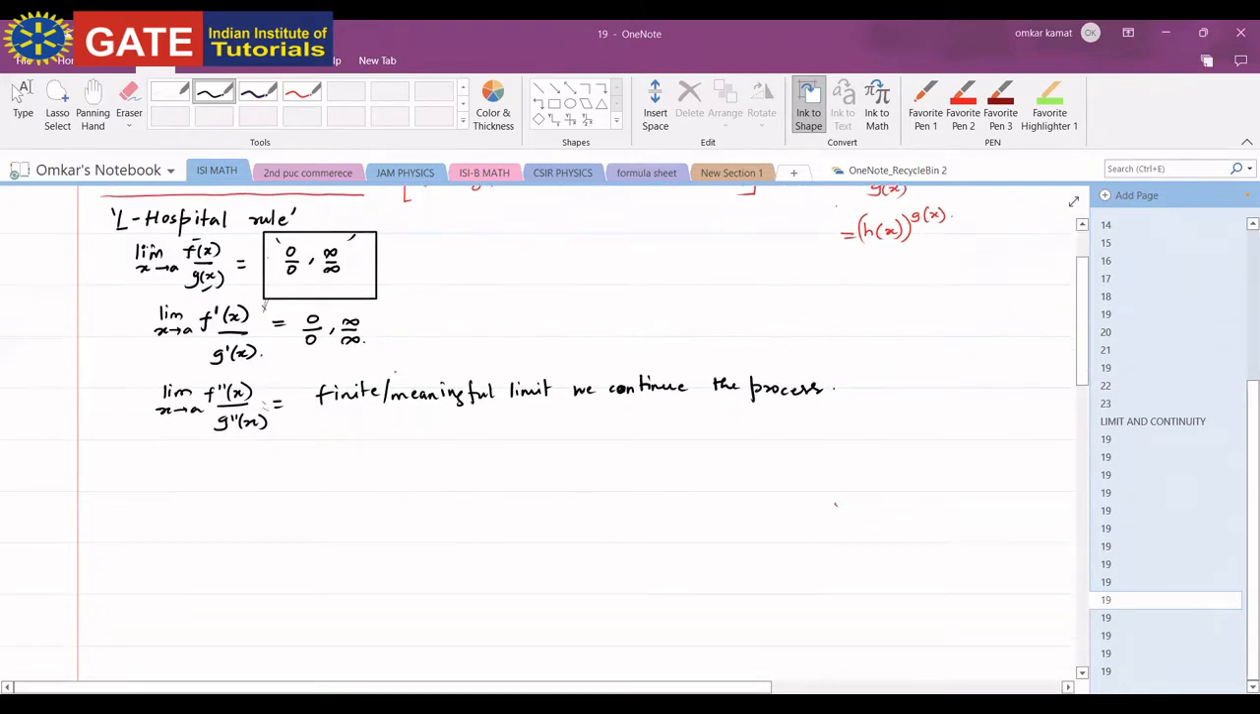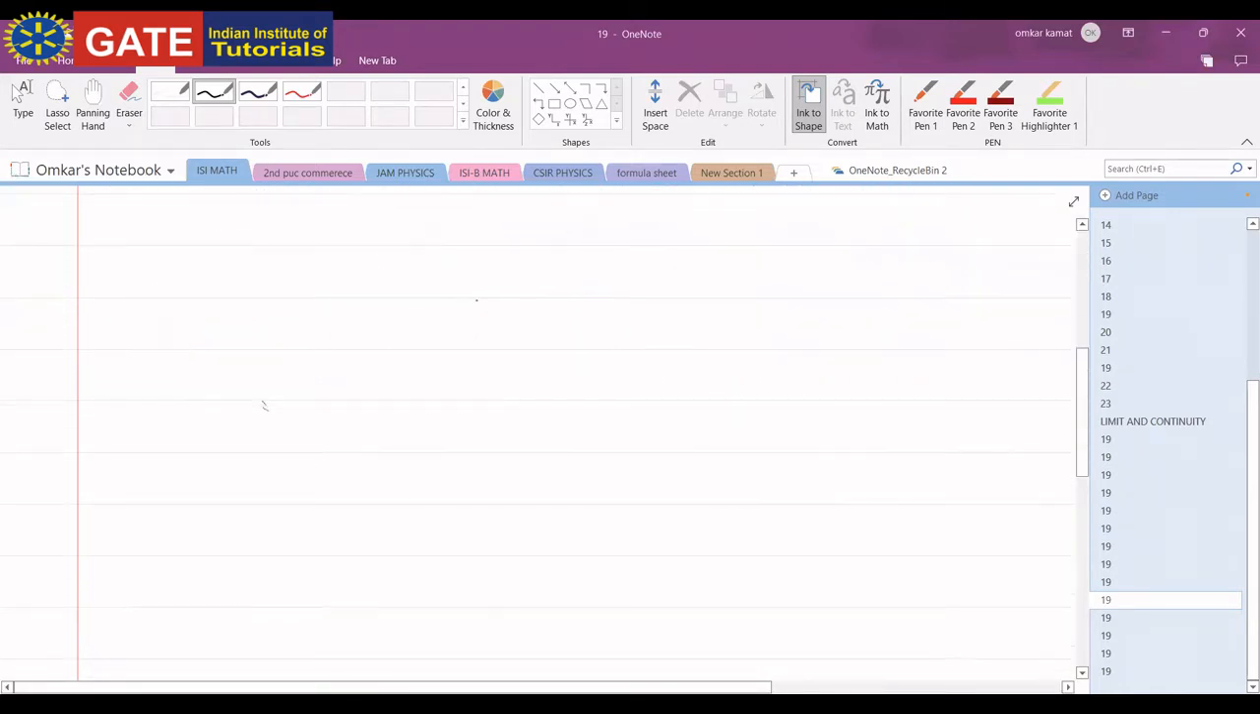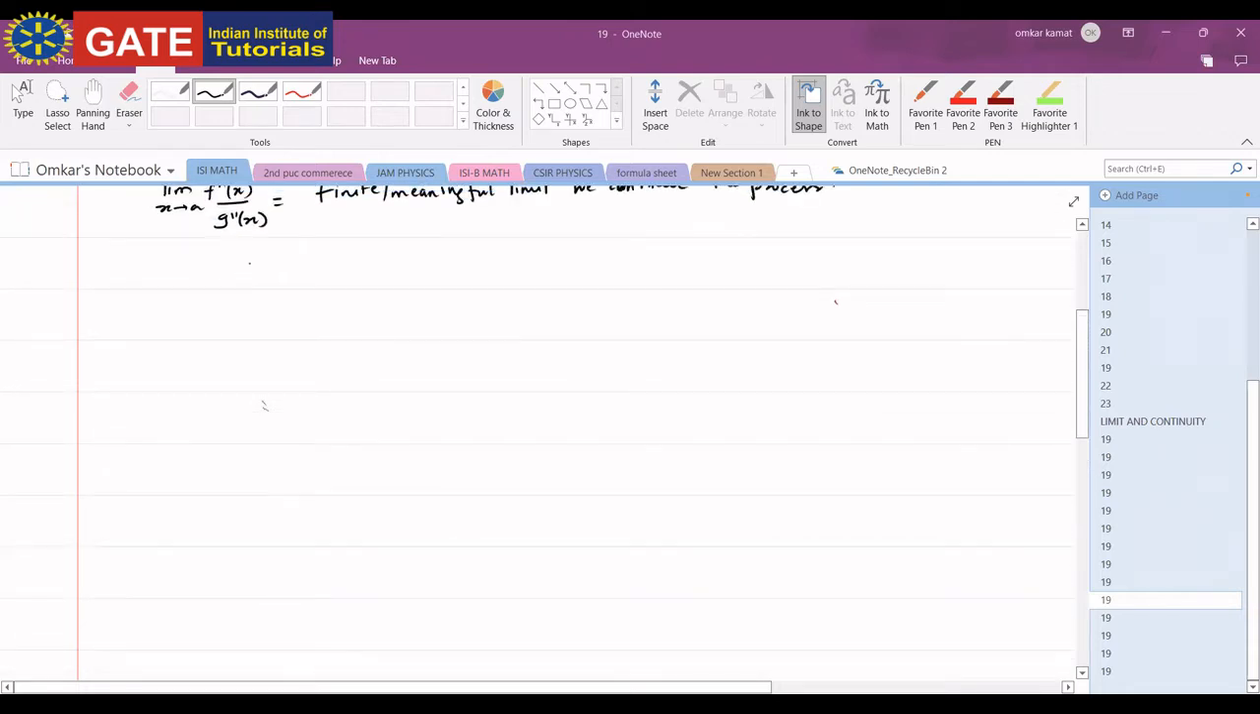So after this, now the other forms, how we will convert them to 0 by 0 form. Like I'm talking about 0 to the power infinity, or infinity to the power 0. Some function is there, f of x to the power g of x, and when we take the limit as x tends to a, this function is tending to 0 and this function is tending to infinity. The limits can be applied separately.